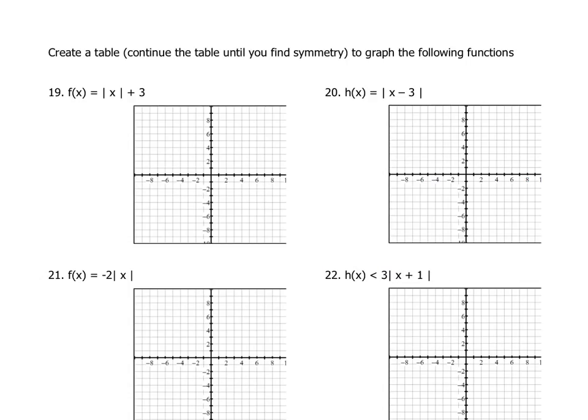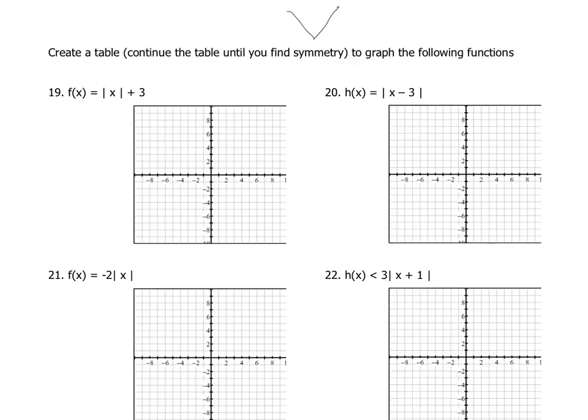All right, let's take a look at the back page. We're going to create a table, I'm going to skip the table, honestly. You can create an XY table to graph these, but I noticed that all of these absolute values are in kind of like vertex form, just like we did with the parabolas. And I know that absolute values are in straight lines, so they have constant slopes.